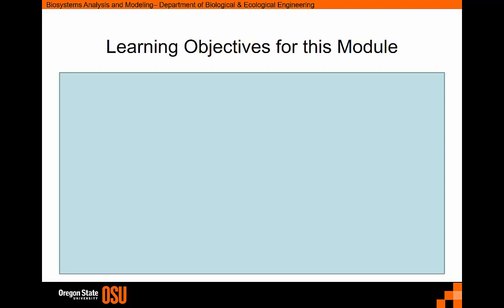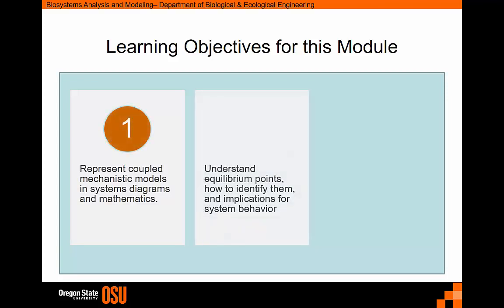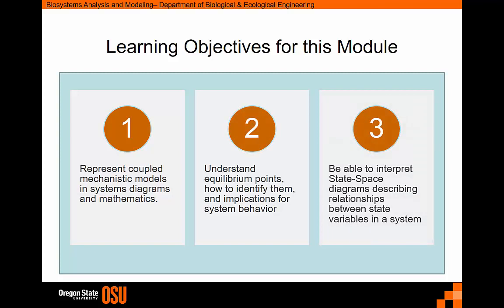Upon completing this module, you will be able to, first, represent coupled mechanistic models in systems diagrams and mathematics. Second, understand equilibrium points, how to identify them, and implications for system behavior. And third, you'll be able to interpret state space diagrams describing relationships between state variables in a system.